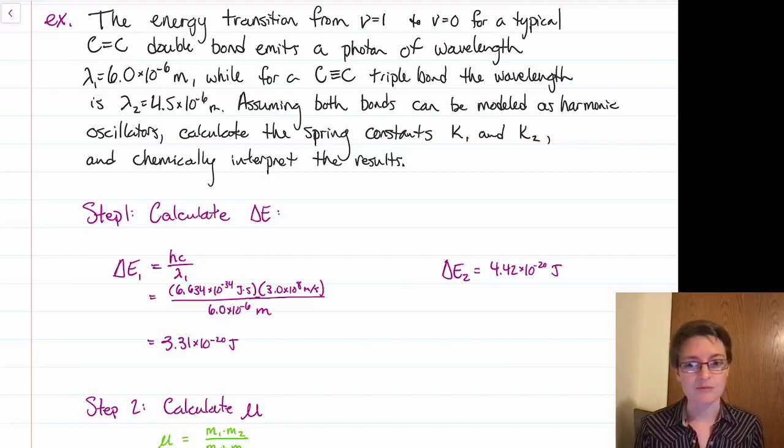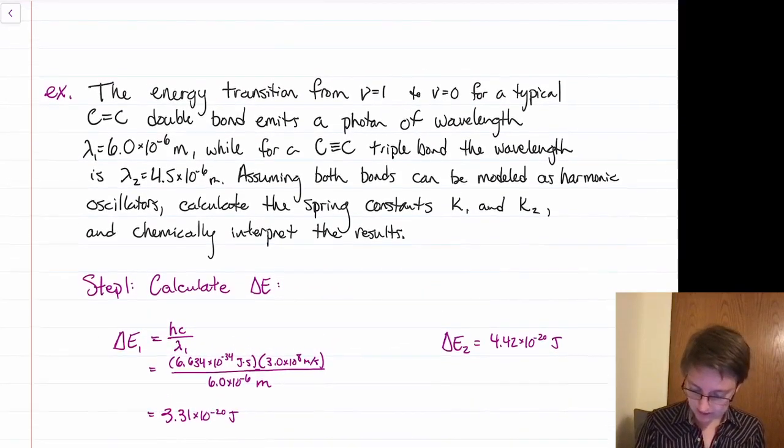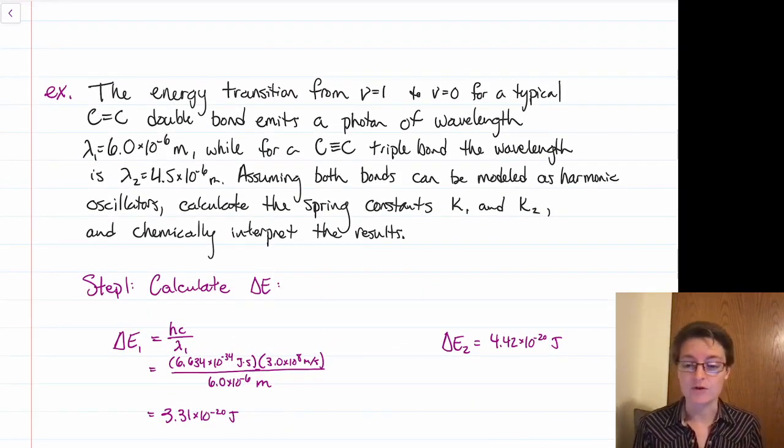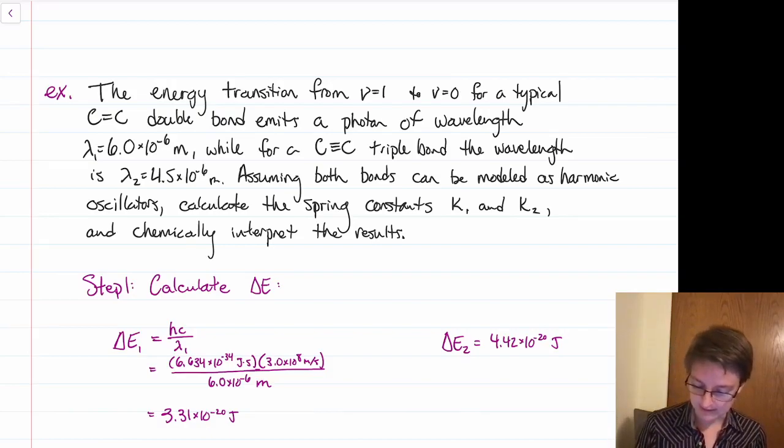So our first step of this problem is going to be to calculate delta E, that energy transition. And this is going to use information that we've already gone over when we were talking about the particle in a box. If I have a photon of a certain wavelength, the energy of the photon is given by h, Planck's constant, times c, the speed of light, divided by the wavelength of light that was emitted. And because those energy transitions have to emit a photon that is exactly equal to the magnitude of the energy gap, that means that delta E is also equal to hc over lambda.